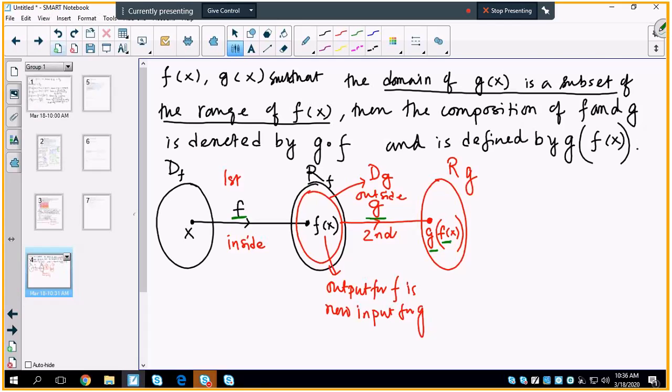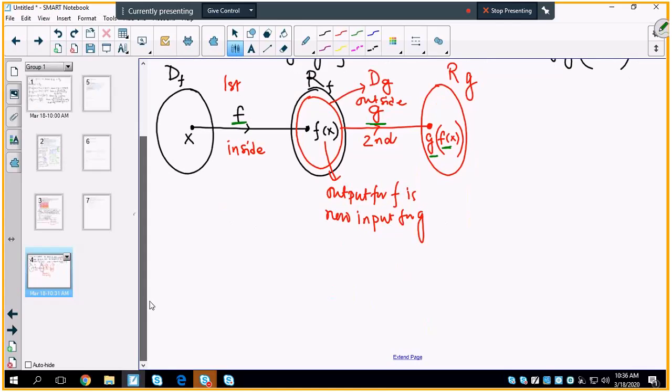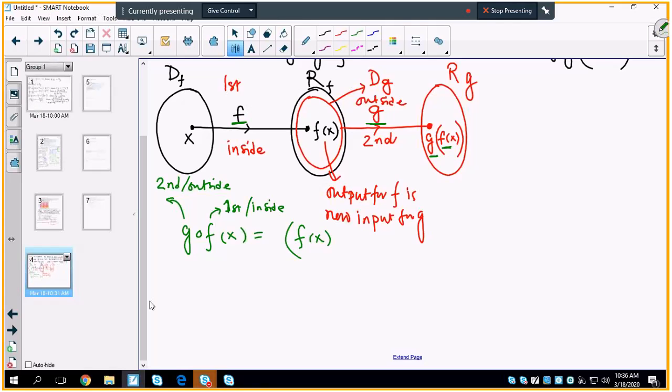So if someone tells you that you want to find g composed f for a function, you will say f is first, or the inside function, g is second, or the outside function, and it will be defined by do f first over the input x. You get the output, treat this output as your new input, and apply g on that output.